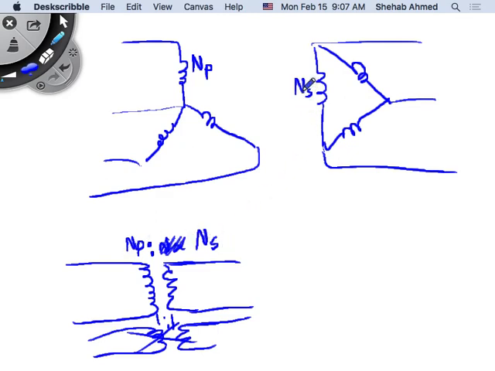So this is NP, this is NS. Can I take a single phase here and draw? I cannot take a single phase out of the delta. I have to convert it to a single phase equivalent. For impedances to convert to star, we take the impedance divided by 3.